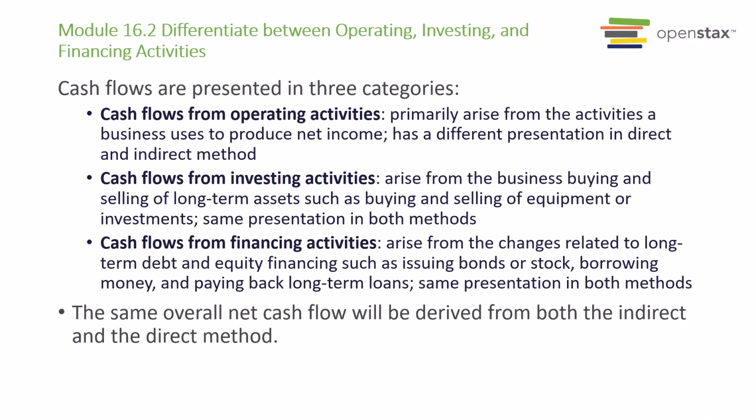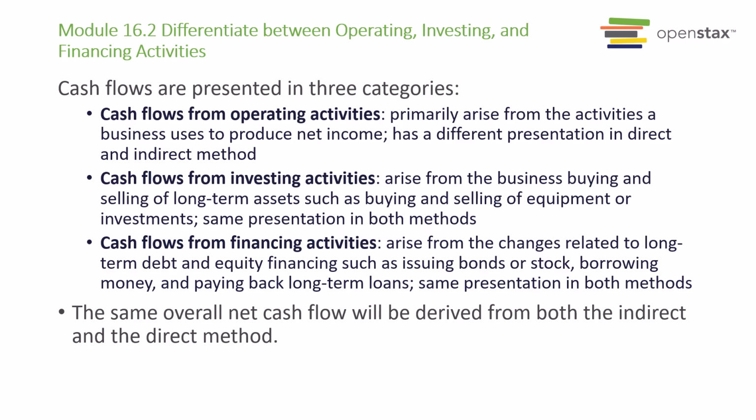Both statements using the indirect method and the direct method have the same three categorizations and are laid out in the same order. They begin with a statement of cash flows in and out from operating activities, followed by cash flows from investing activities, and then cash flows from financing activities. Both forms will end with a statement of overall net cash flow, and the numbers will be the same overall.